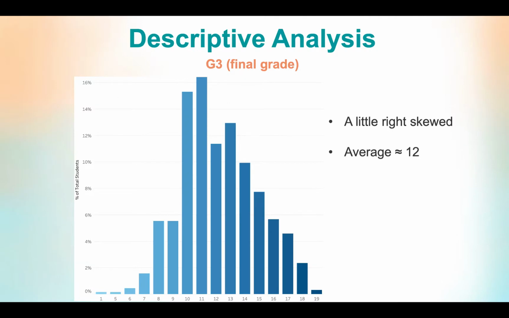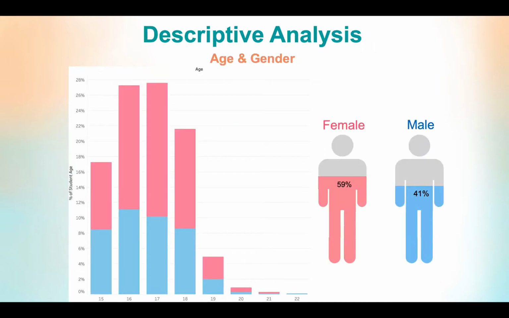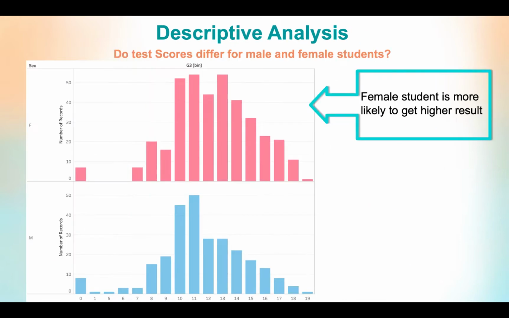So let's do the descriptive analysis. The first thing I do is build a distribution of the final grades. As we can see, the distribution is a little right skewed, and the average of the final grade is about 12. And then I build the age distribution grouped by gender. We can see we have 59% female and 41% male.